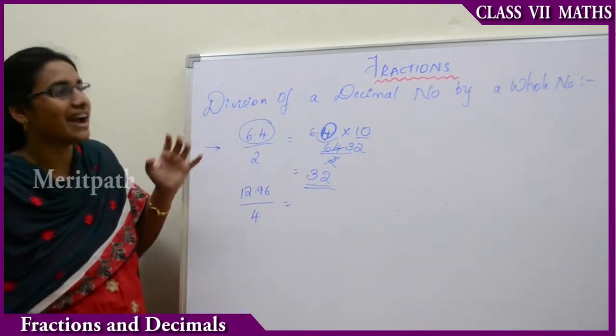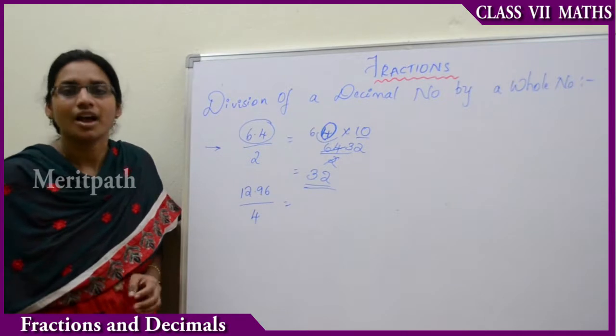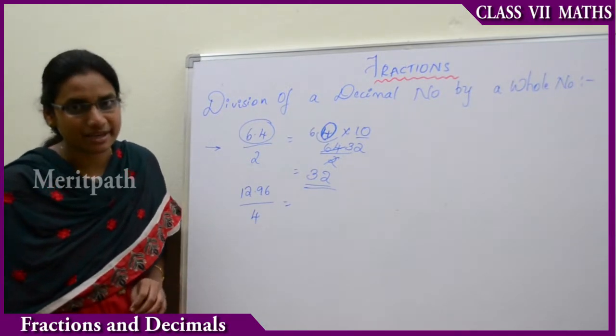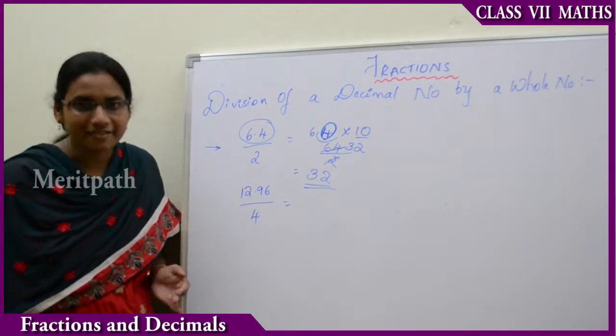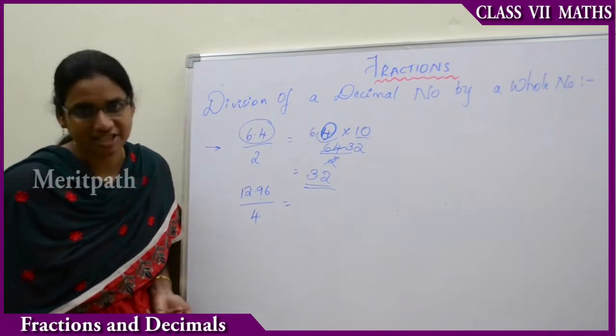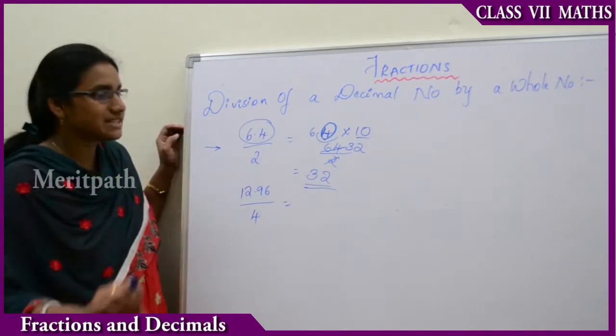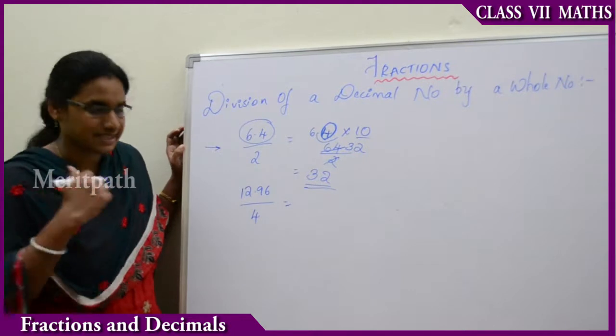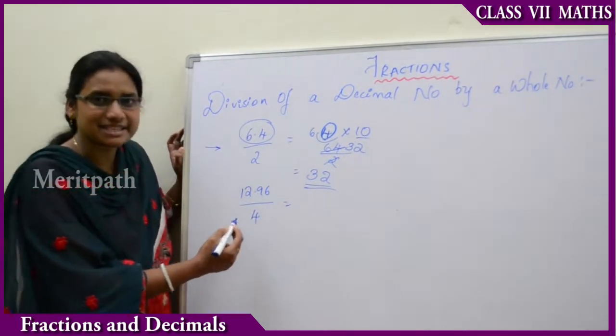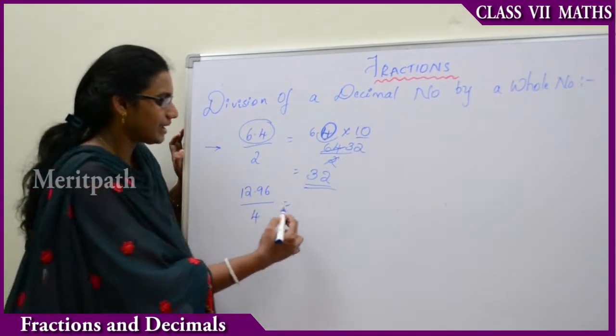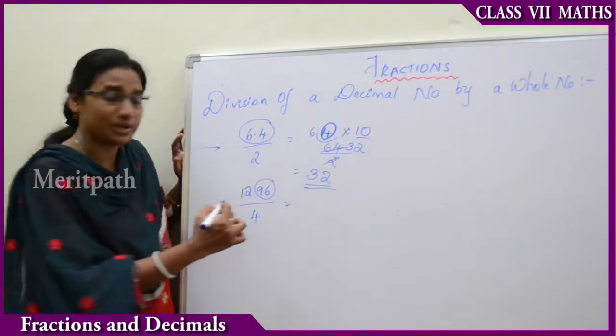Whenever we are dividing a decimal number by a whole number, first we have to convert the decimal number into a whole number. Later we have to do common division, that is simple division. Now let us see one more example in order to understand clearly, that is 12.96 divided by 4. We will be getting, see, here we are getting 2 units.